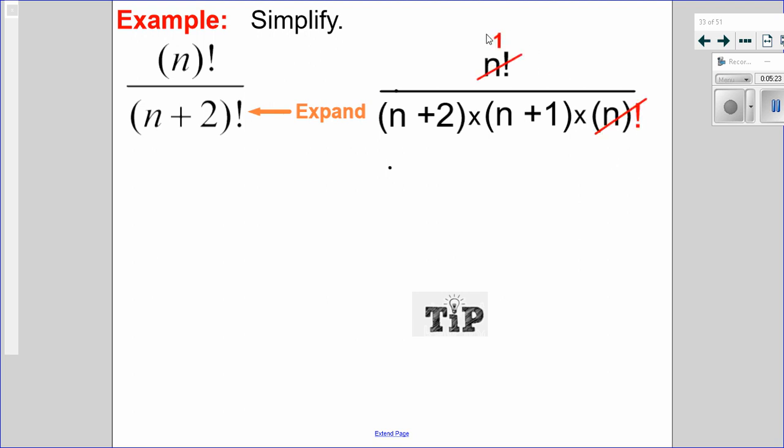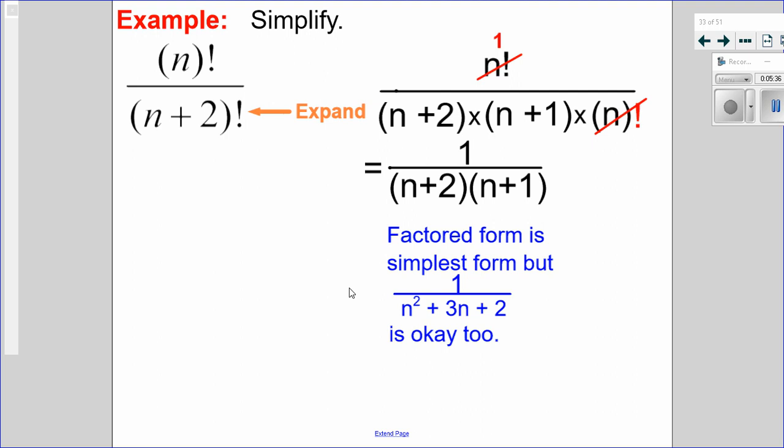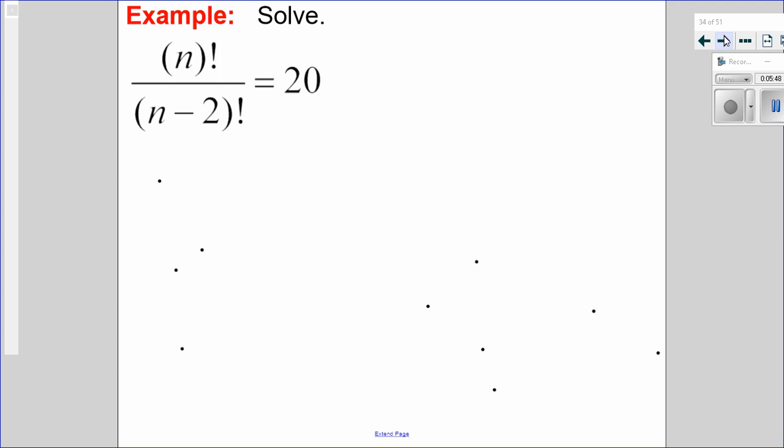Remember, when they cancel, it's 1 because n factorial divided by n factorial is 1. So I'm left with 1 over n plus 2 times n plus 1. You can leave it like that, or if you want, you can expand it out. That's okay too. Either one of those answers would be correct. So let's take this idea of factorials and take it one step further to solve an equation.